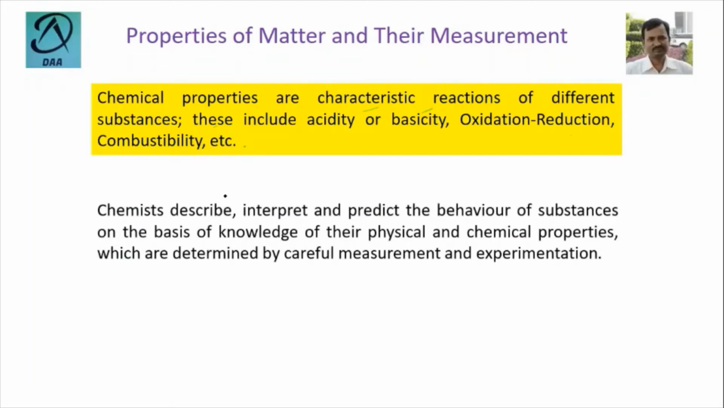It is a general statement that chemists describe, interpret and predict the behavior of the substance on the basis of the knowledge of their physical and chemical properties. That means if chemists want to interpret any behavior of the substance, then both physical and chemical properties are required, which we get by measurement and experimentation.